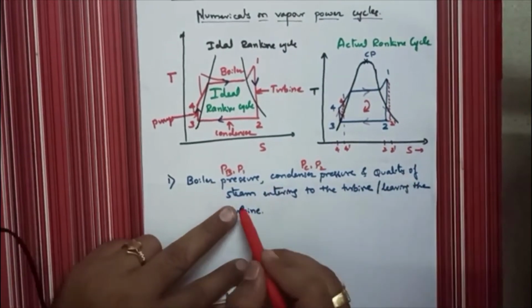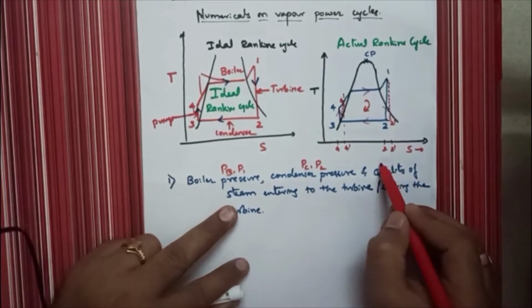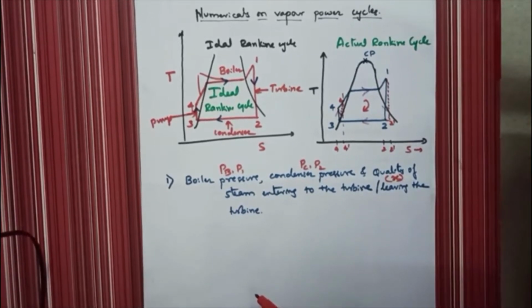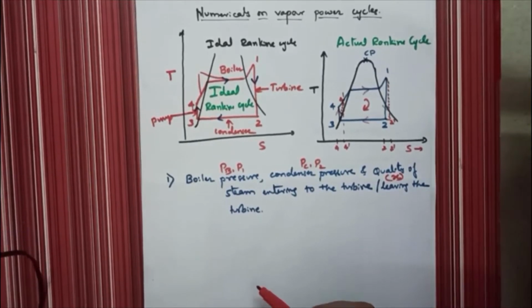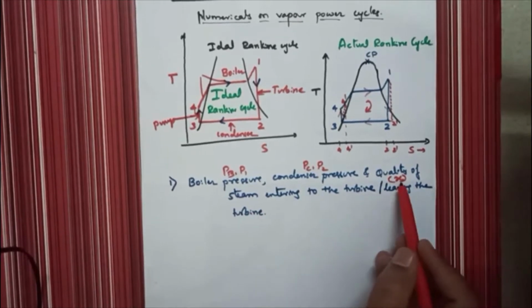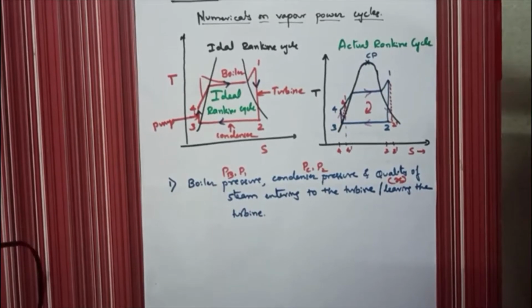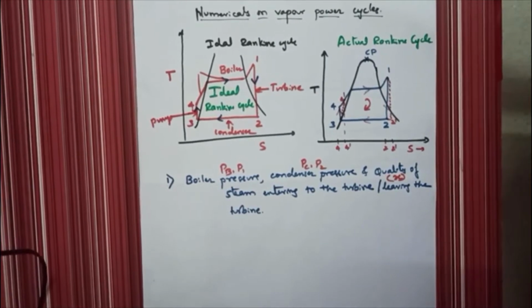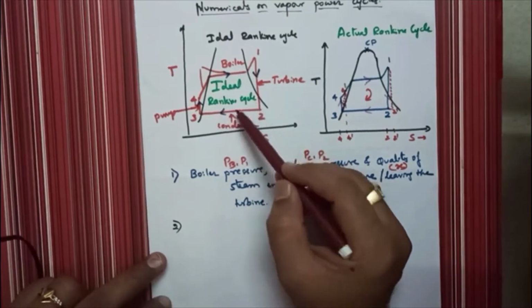And quality of steam entering to the turbine will be represented by X. Quality of steam is nothing but X. Such type of problems you have studied in Elements of Mechanical Engineering in the first semester and in the previous semester in Basic Thermodynamics, that is pure substance numericals. So quality of steam will be represented by X, okay, and the unit of X is 100%. So this is the first step. The second step is to solve any numericals on the Rankine cycle.